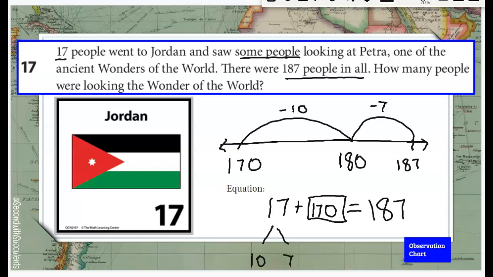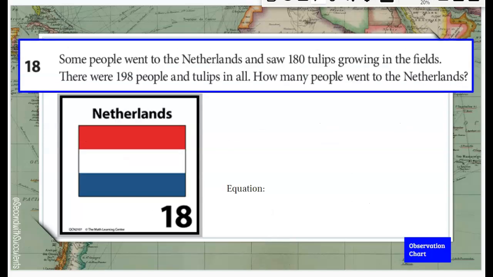Good thinking. All right, mathematicians, let's move on to our last story problem for today. Erase your boards. For our last problem, we are in the Netherlands. Some people went to the Netherlands and saw 180 tulips growing in the fields. There were 198 people and tulips in all. How many people went to the Netherlands? Start writing your equation this time.